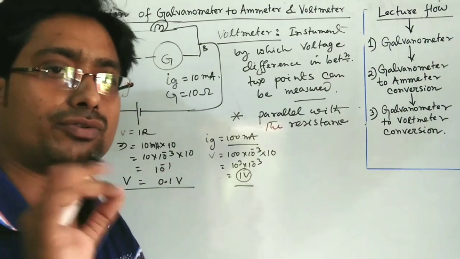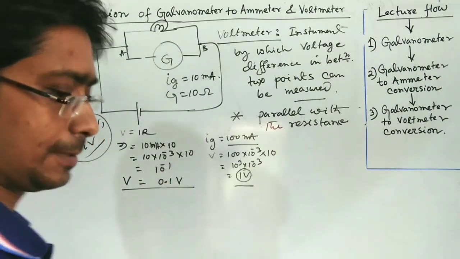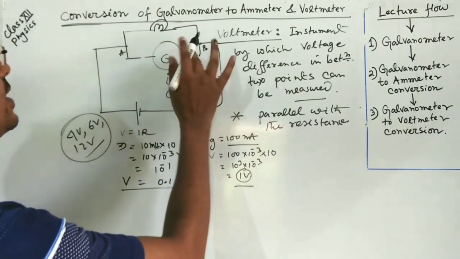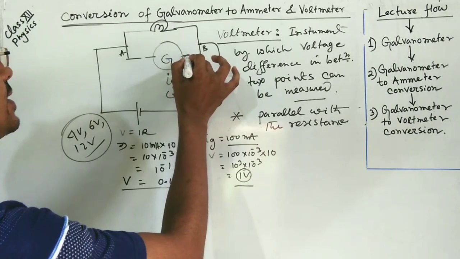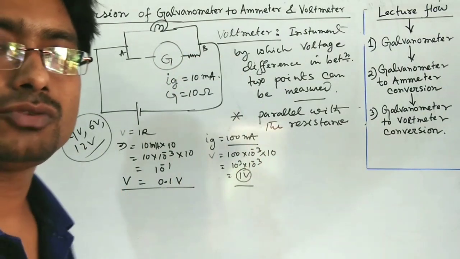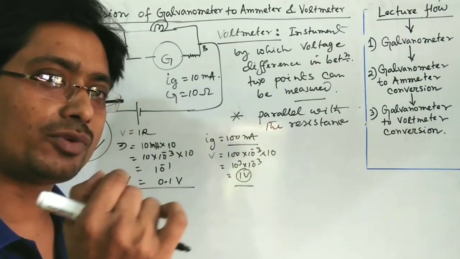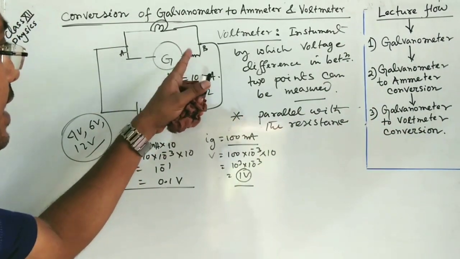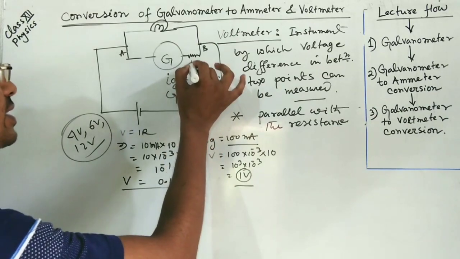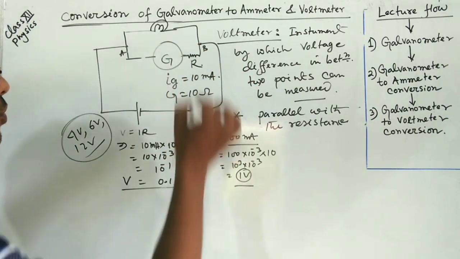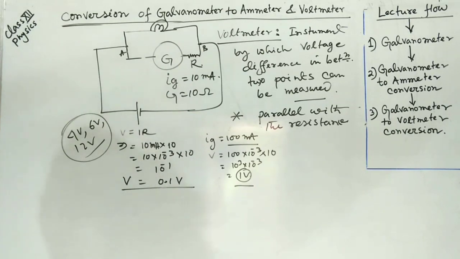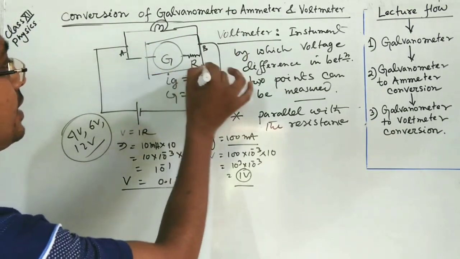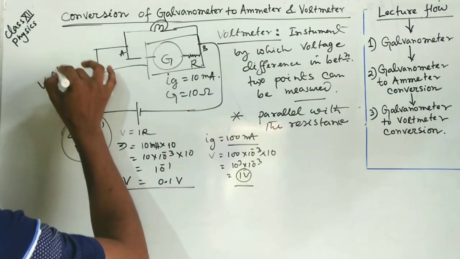What is the way out? The way out is to add one heavy resistance with that. In the case of an ammeter, we attached a very small resistance in parallel with the galvanometer. Now we attach a heavy resistance, known as R, in series with the galvanometer. Then this whole arrangement can be known as a voltmeter.